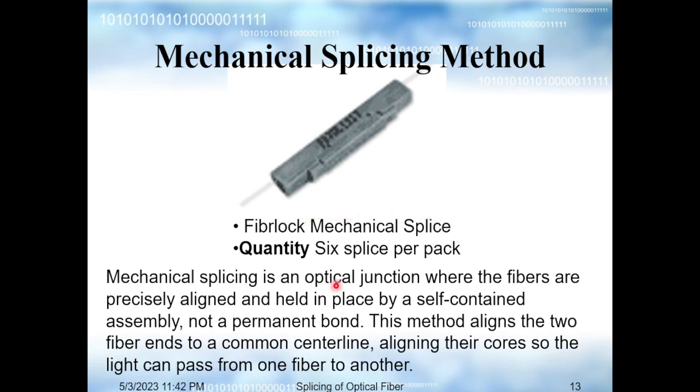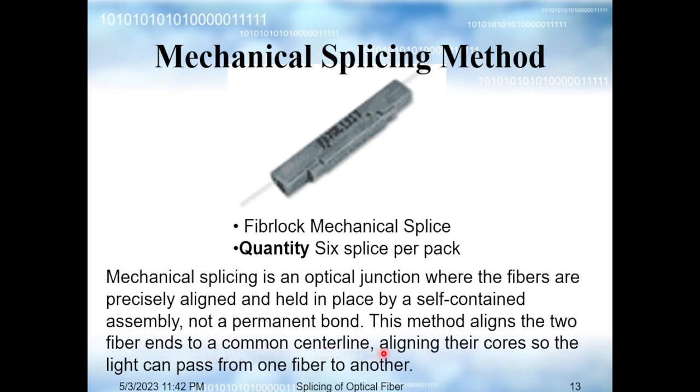What are the methods of mechanical splicing? There we use a fiber lock mechanical splice. Quantity: 6 splices per pack. There are 6 splices in a pack of fiber lock mechanical splices. Mechanical splicing is an optical junction where the fibers are precisely aligned and held in place by a self-contained assembly. It's not a permanent bond.